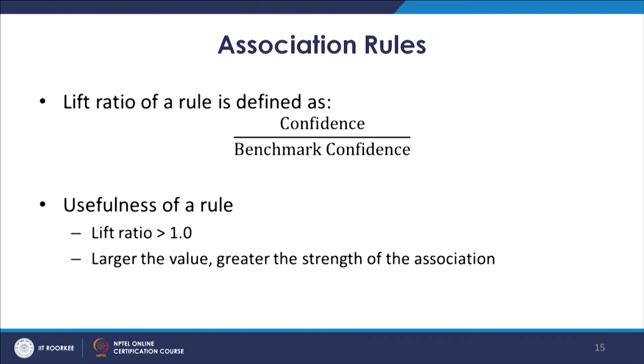So, typically, the larger the lift ratio value, the greater the strength of the association. However, the lift ratio is able to overcome the problem we talked about related to the confidence formula, where a high value of confidence typically means a stronger association between the antecedent and consequent item sets, and we talked about how in some scenarios it might not be true.